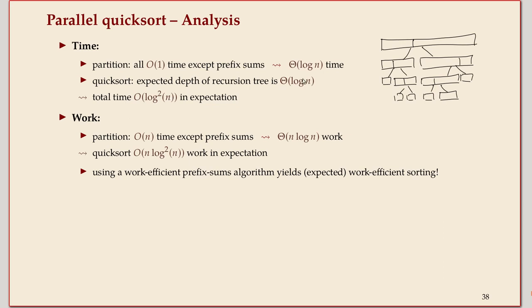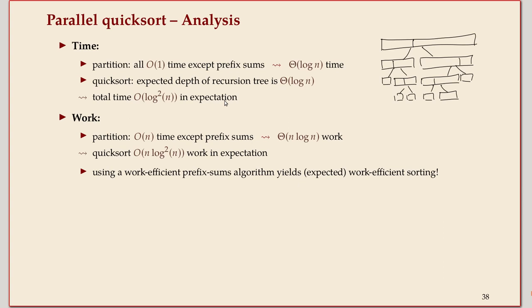So if we multiply the height with the parallel time of one partitioning step, that gives us an upper bound for the total parallel time. Okay, the height of the recursion tree is only logarithmic in expectation because it's choosing random pivots. So the only thing we can guarantee here is expected log squared parallel time.